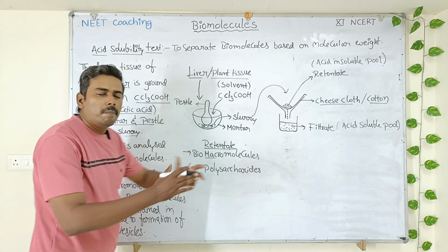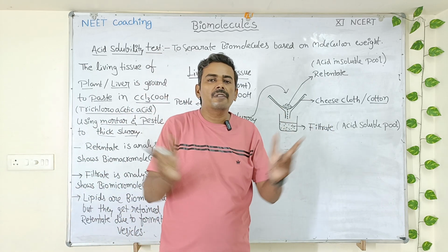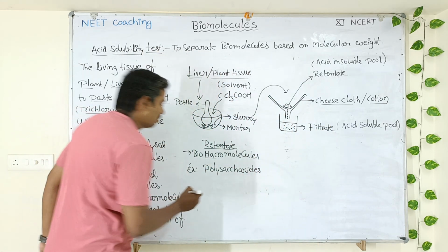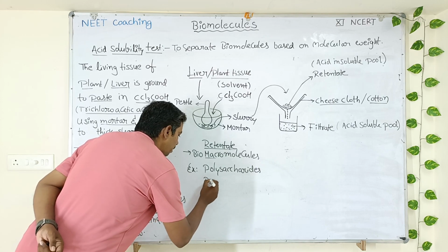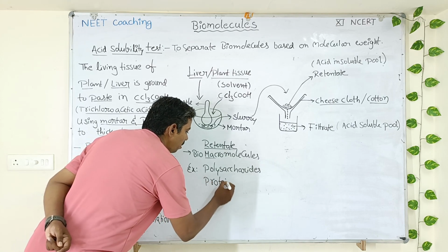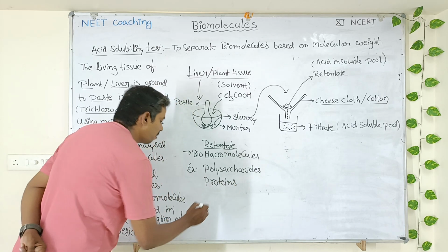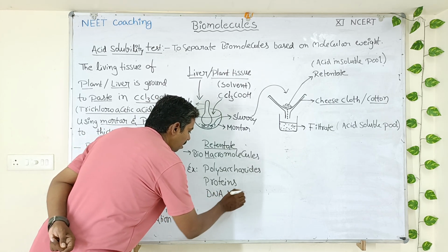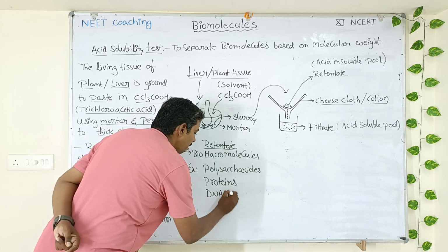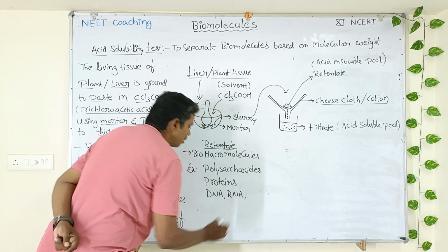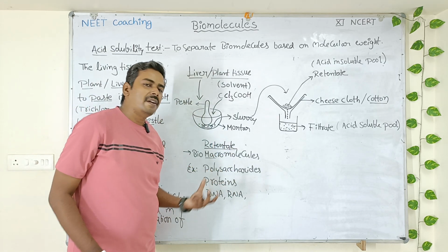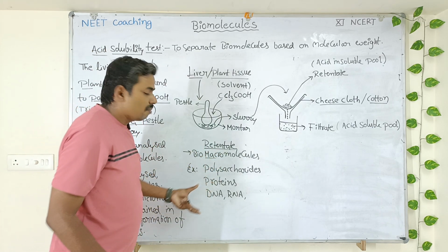Polysaccharides are very big molecules. They have high molecular weight, about 10,000 daltons. Polysaccharides were detected, and they also detected proteins. These molecules also have high molecular weight, and DNA, RNA are nucleic acids. So this type of large sized molecules were found in the retentate.